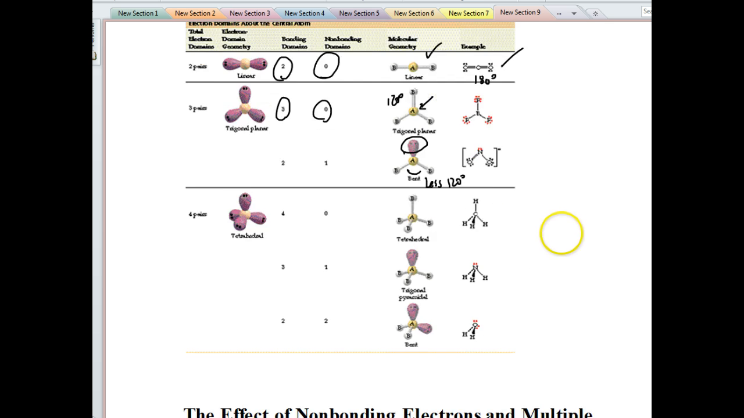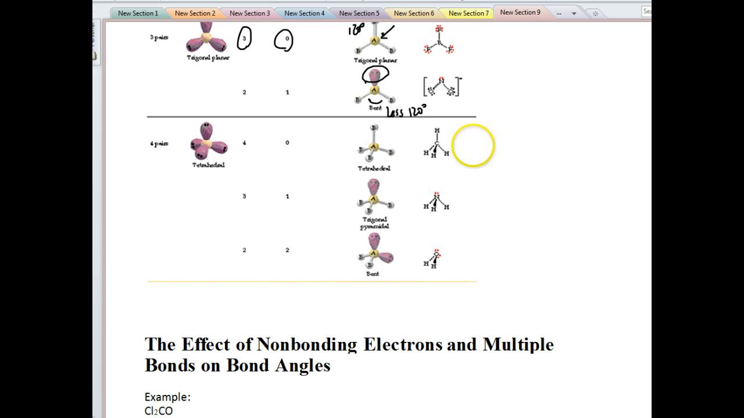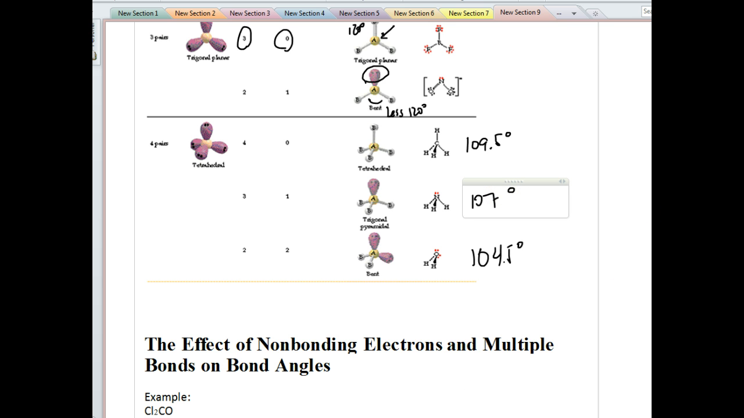So, we talked about here in class, we have tetrahedrals with 109.5-degree bond angles, trigonal pyramidal 107, and bent with 104.5 degrees. But what we're going to talk about now is, one, the effect of non-bonding electrons on multiple bonds, as well as those unshared pair of electrons and how they affect it.